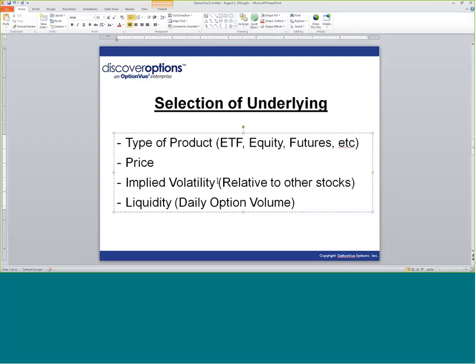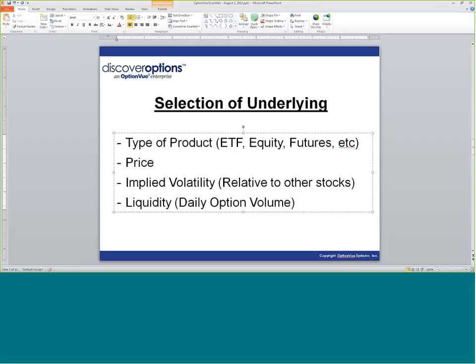Okay, and then as a trader, I'm very concerned about liquidity. A good way to figure that out is daily option volume. The higher the volume, the narrower the difference between the bid and the ask, number one. And number two, the easier it is to get a trade on and to get it off. We used to refer to this situation as trading by invitation, and that's something I try to avoid.